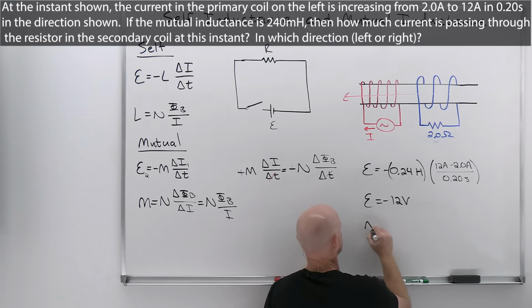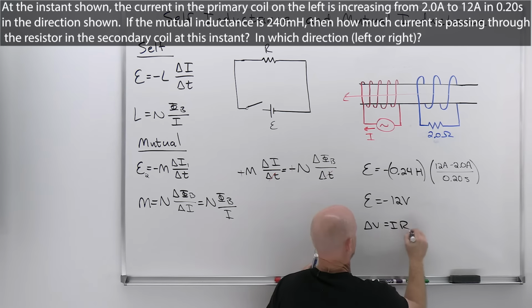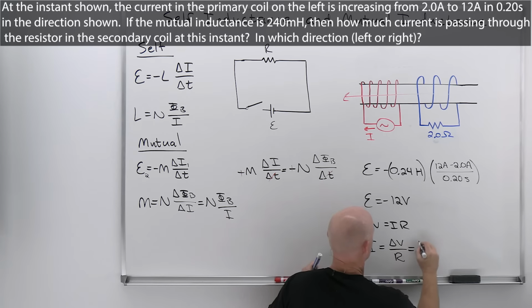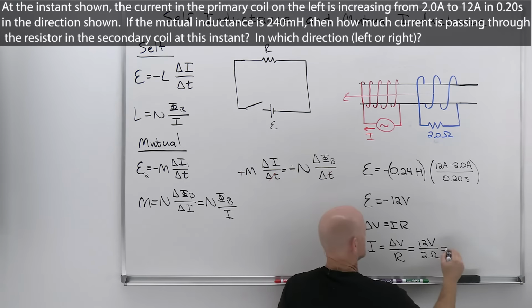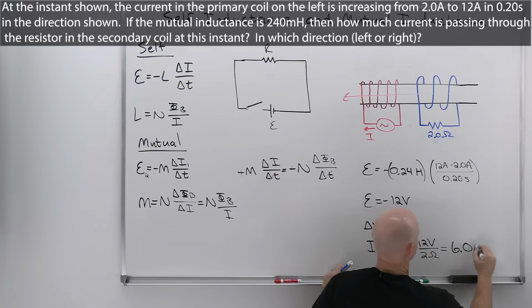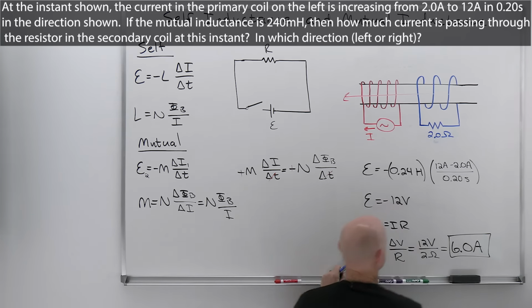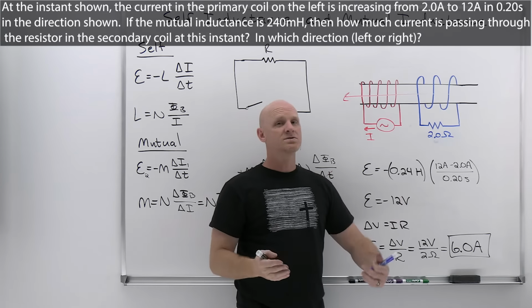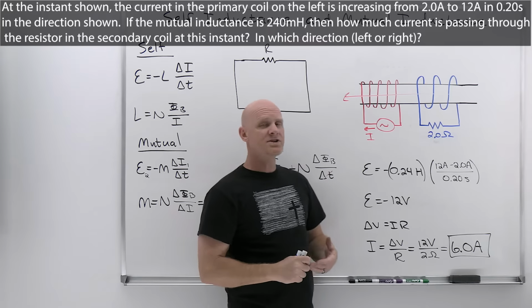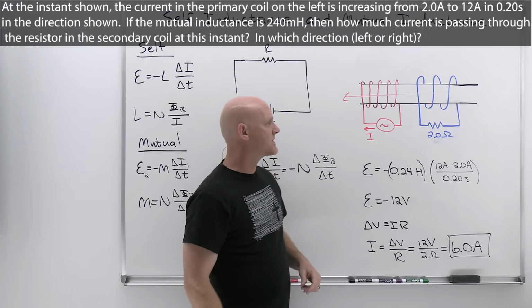So we can rearrange delta V equals IR to solve for the current: delta V over R, which in this case is the 12 volts over the 2 ohms. So with 2 sig figs, that's going to get me 6.0 amps. So there's our magnitude, and notice I dropped the negative. The negative again just means it's opposing our change in magnetic flux and our change in current. But again, we use Lenz's law to actually figure out the direction.